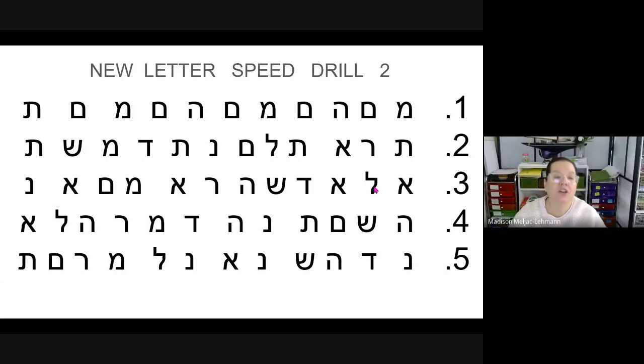Okay, here's our speed drill 2. The new letter speed drill adds the new letters from this week, and I start to add letters from the week before, so we mix them up a lot better. So line 1, again, I'll give you a second to read it. Okay, we have mem, final mem, hey, final mem, mem, final mem, hey, final mem, mem, final mem, tav. Line 2.